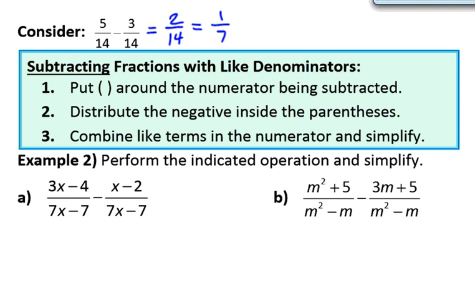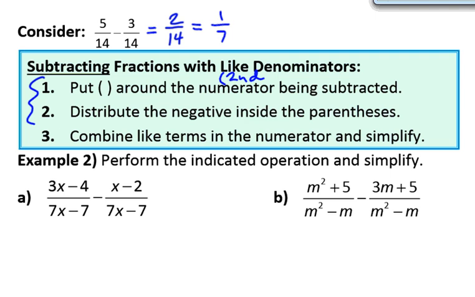Okay, so it's very much the same thing. However, when I just had 5 minus 3, that was easy. 5 minus 3 is 2. But when I start subtracting polynomials, that's more than just one thing. So what's really important are these first two steps. I would want you to put parentheses around the numerator being subtracted. Really, that's the second numerator.